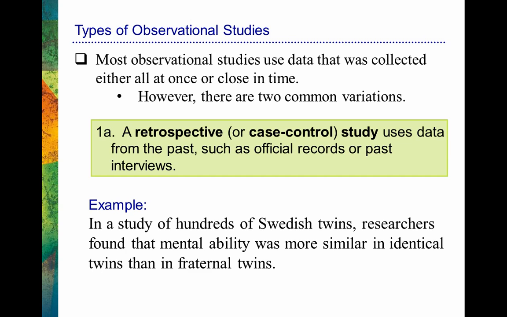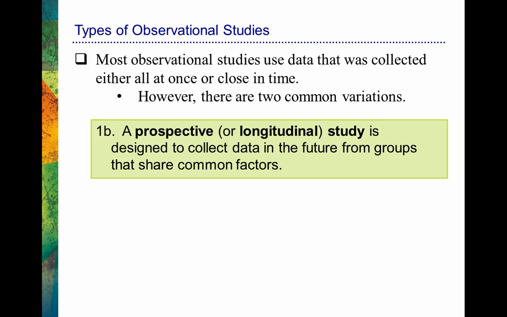So the key thing here, how we can tell it's a retrospective study, is that these researchers were looking back. They were looking back through medical records to identify twins who were either identical or fraternal. And then they were correlating that information with information about their cognitive ability, their mental ability. Let's go through another example.